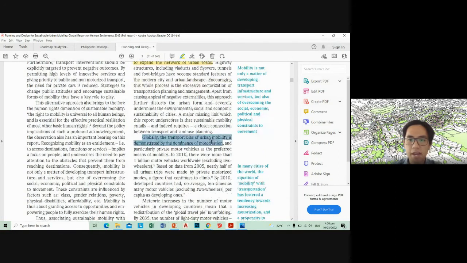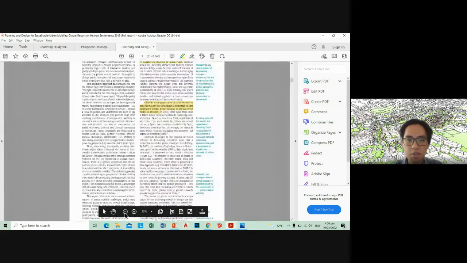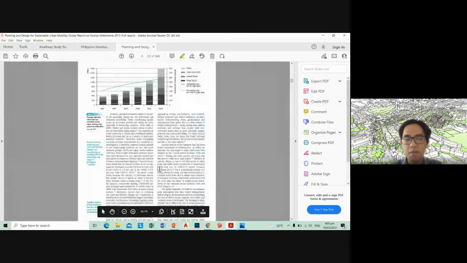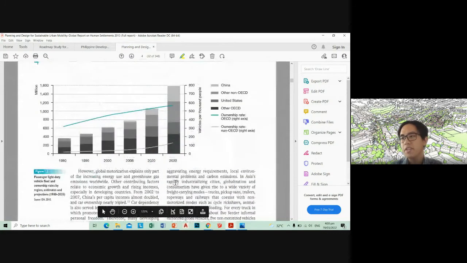Globally, the transportation bias of urban mobility is demonstrated by the dominance of motorization and particularly private motor vehicles as the preferred means of mobility. So if there's any question in your mind why cities are built to the benefit of private vehicles, now you know. It's really because the people who make the decisions as to what kinds of improved infrastructure will be happening are those car owners. Luckily, today we're focusing more and more on public transportation and alternative modes like cycling, but there's still a long way to go.